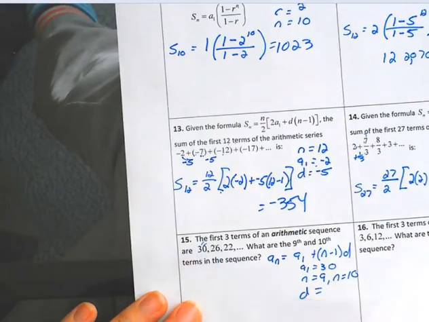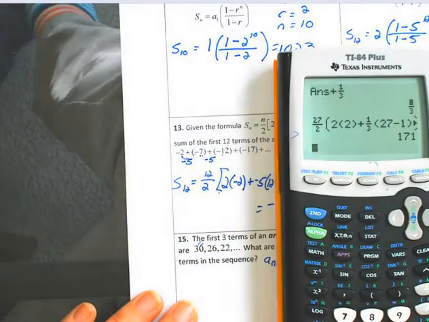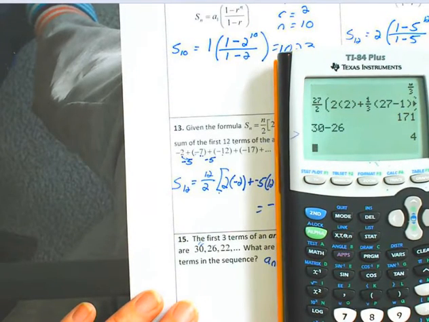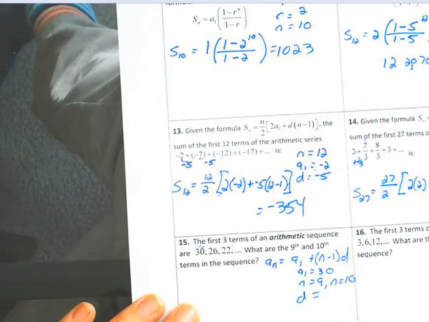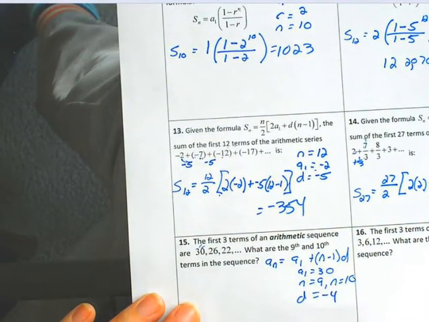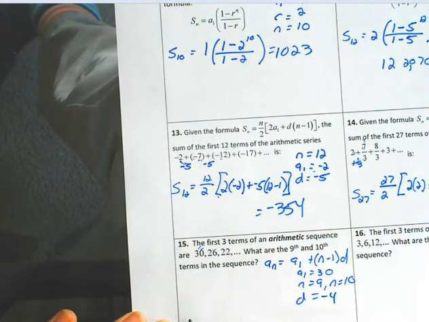All right, well, the numbers are going down, which means I'm adding a negative number. So let's see what the difference is between 30 and 26. 4. So it looks like I'm adding negative 4 each time. 30 plus negative 4 is 26, plus negative 4 is 22. So I am adding negative 4 each time. Okay, so now I'm going to plug in.